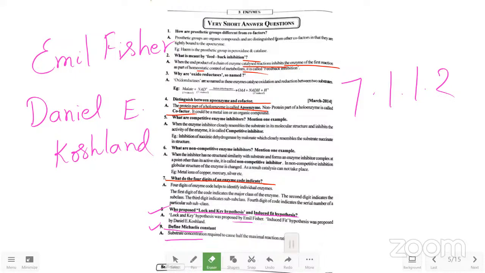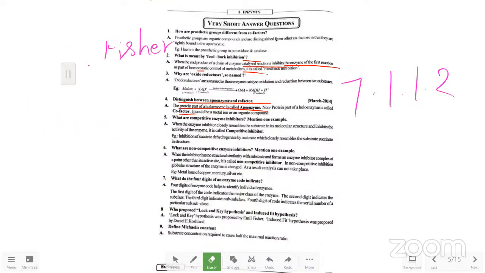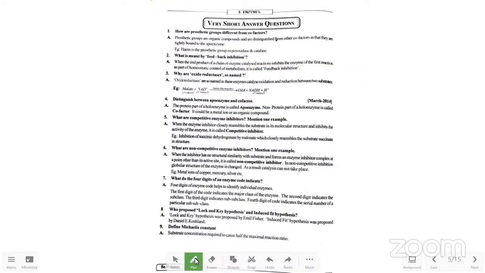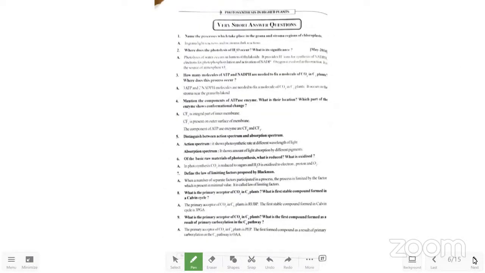With this, we have finished the third chapter. That means out of these 3 chapters, 1 BSQ we can expect, because usually they will give from that.